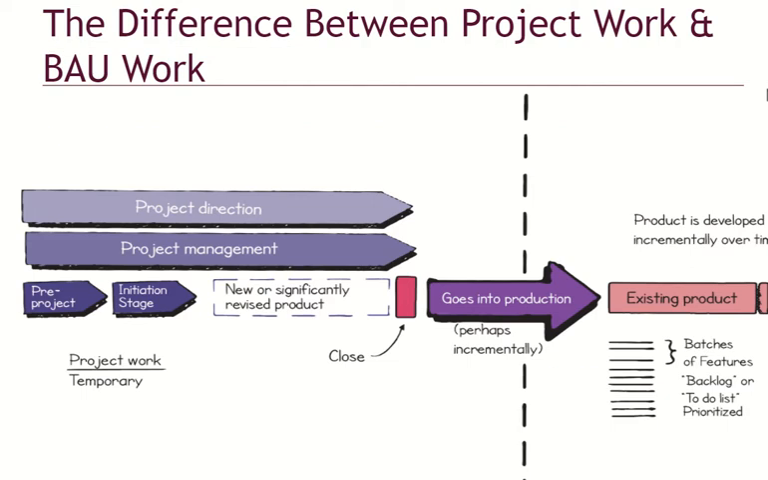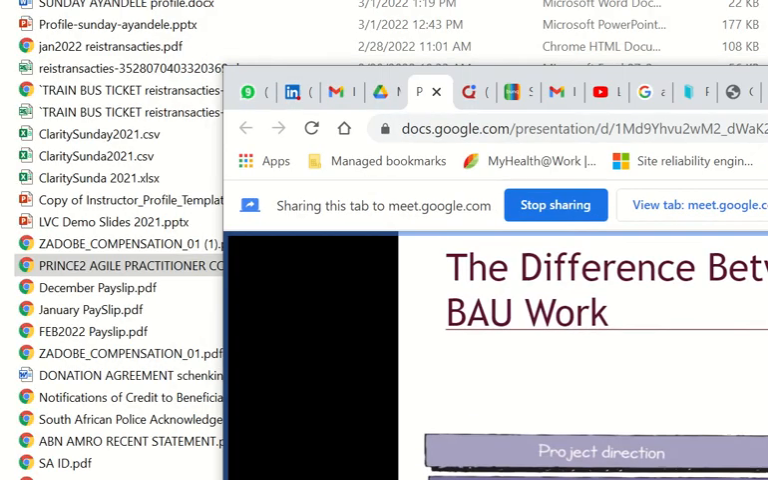Okay, difference between project work and business as usual. Another way we can look at the difference between project work and business as usual. In project work, like we said, it's temporary work. It means it has a start time and an end date. Okay, it has a start and an end date.